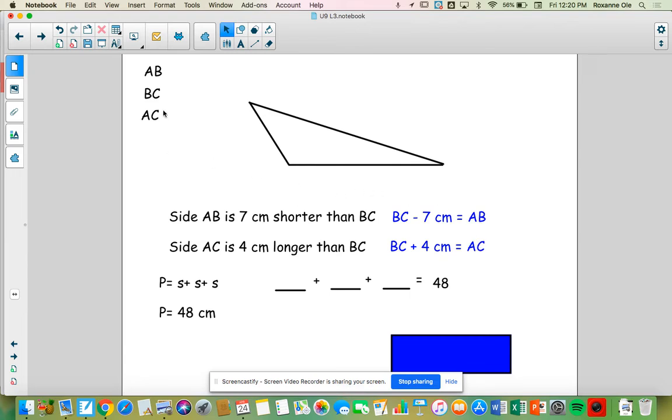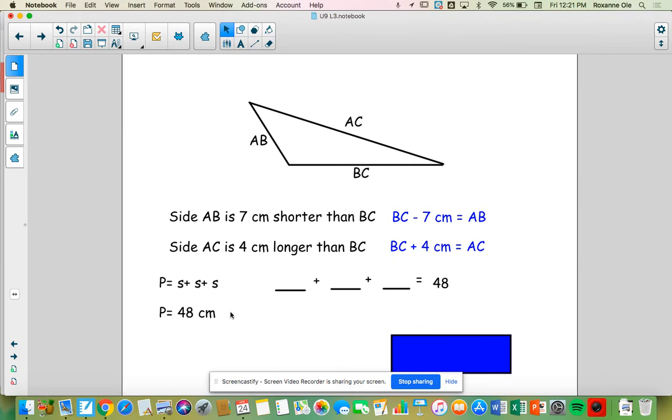So knowing that information, which side is which? I want you to think about it for a second. BC is the one kind of in the middle. There's one that's longer and there's one that's shorter. So we're going to put BC right here because this one is shorter and this one is longer. So which one is side AB? Well, it says side AB is 7 centimeters shorter than BC. So I'm going to put that there. And side AC is 4 centimeters longer than BC. So that's our longest one.